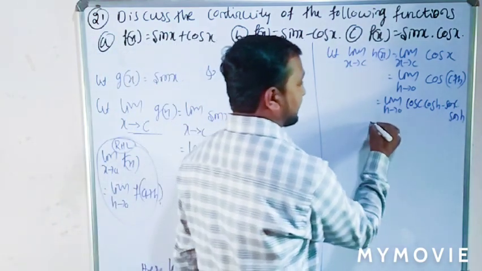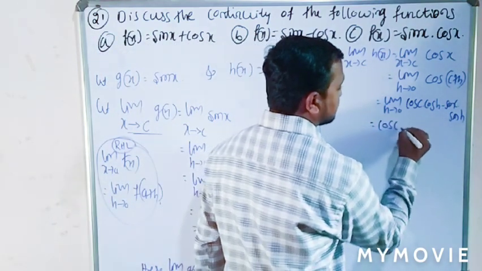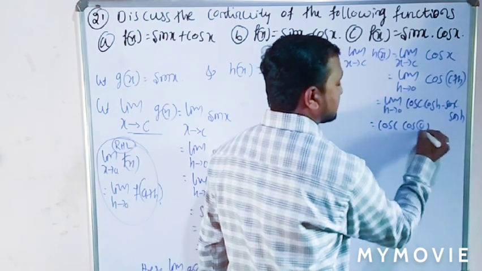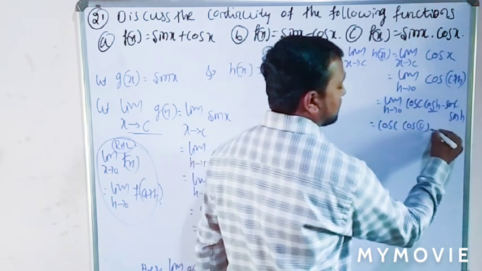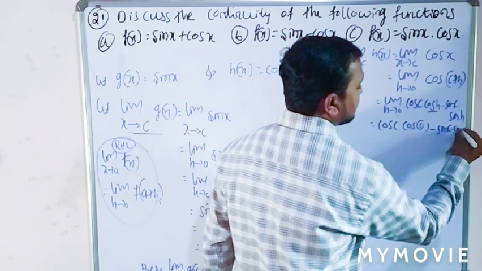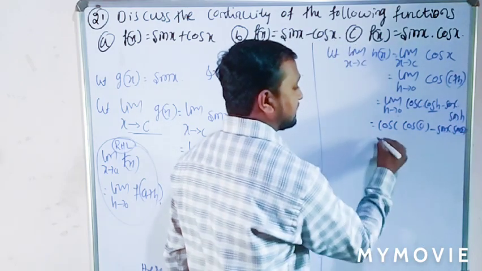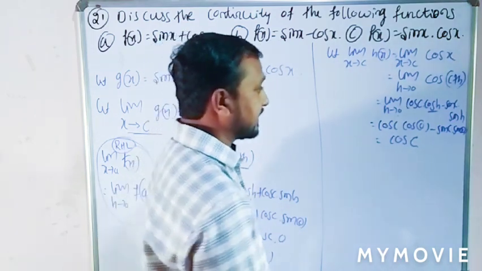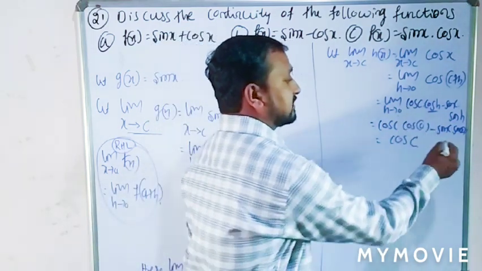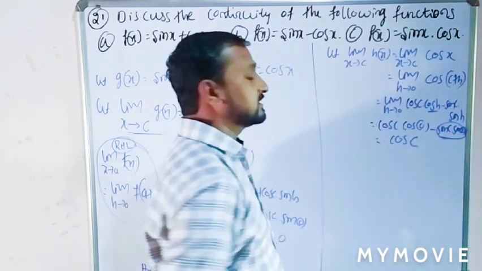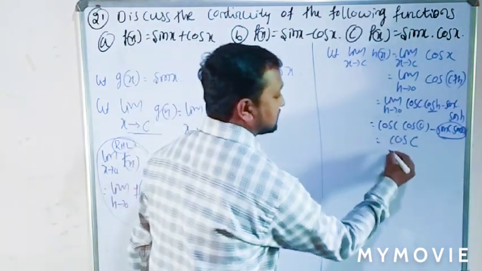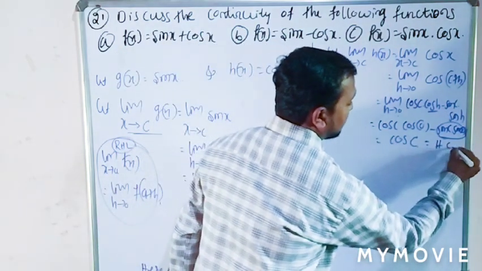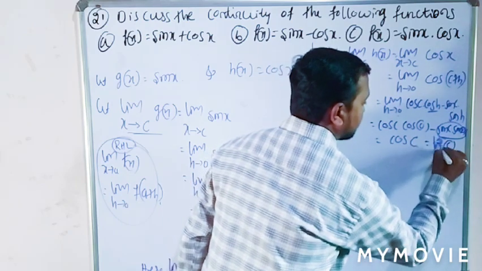So apply the limits. Cos c as it is, then cos h as h tends to 0 is cos 0, minus sin c as it is and sin 0. Is that clear? Here the answer should be cos c. The value of cos 0 is 1, sin 0 is 0, so the whole second term is 0. This is cos c. So that is equal to h of c.